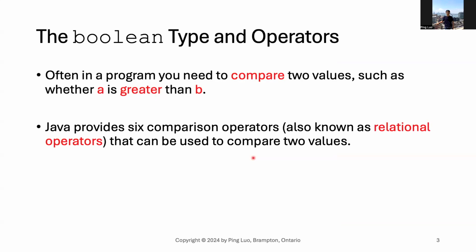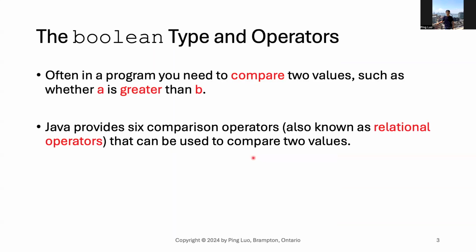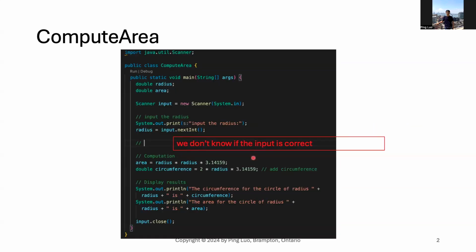So this way we need something called the Boolean type. This kind of type is usually used to compare two things, for example, if A is greater than B, in Java. In this example, if we use a Boolean type, we can find out if the input is larger than 0. Otherwise, if it's negative, less than 0, or just 0, we can tell the user your input is incorrect. You need to do something else.